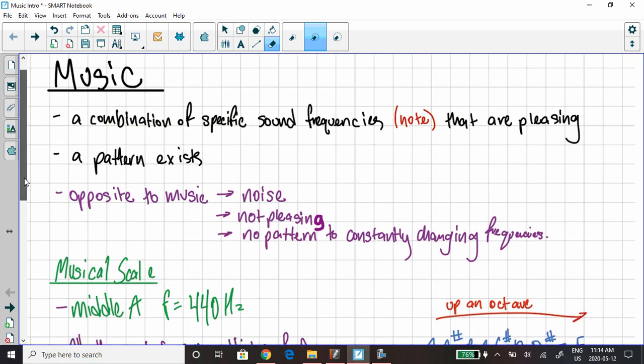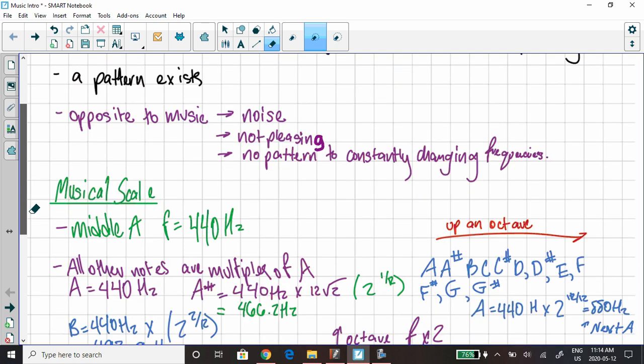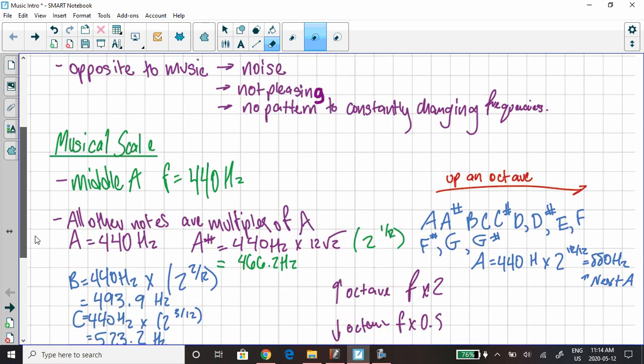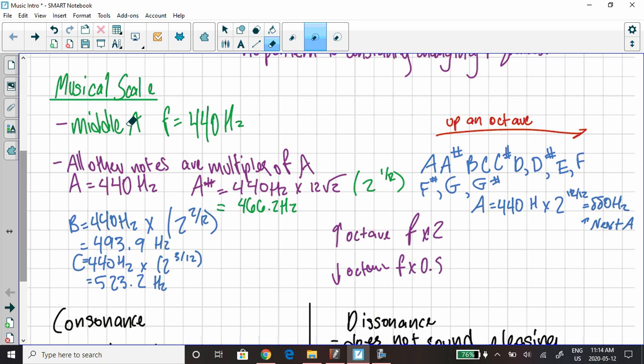These musical notes have been arranged into what we call a musical scale. Now, the musical scale that we use is all based upon a musical note called middle A, and that frequency is known as 440 hertz. All the other notes are a multiple of middle A, 440 hertz.